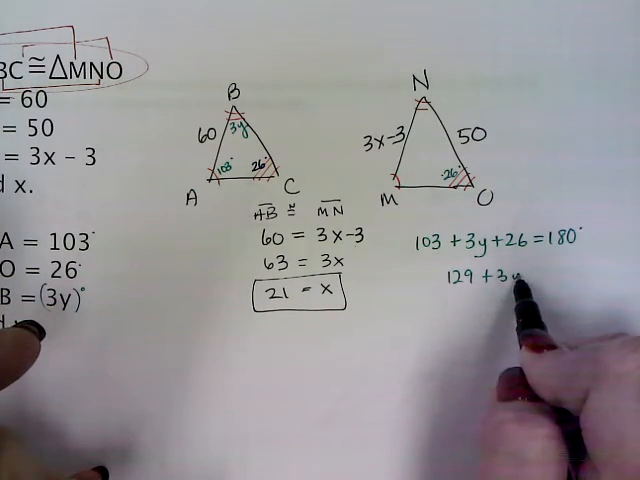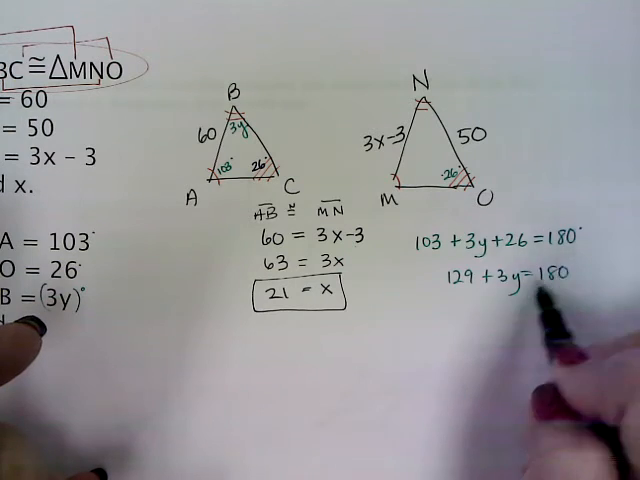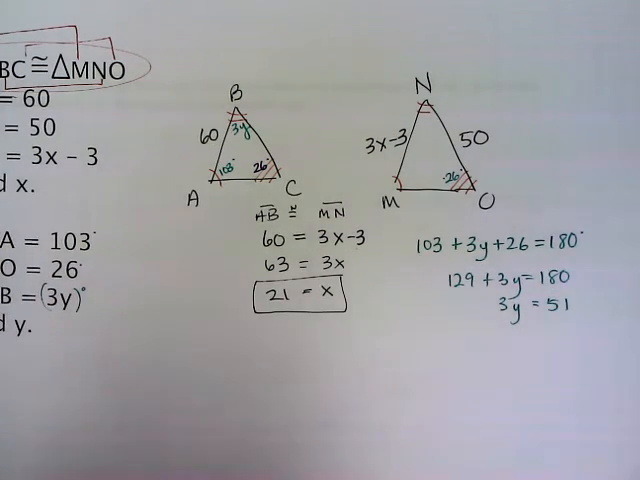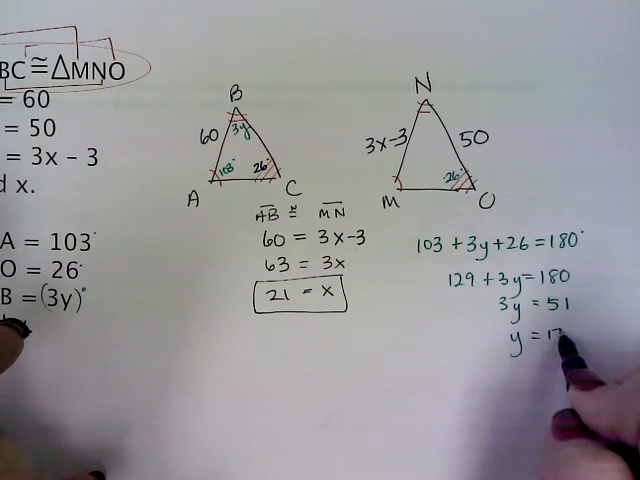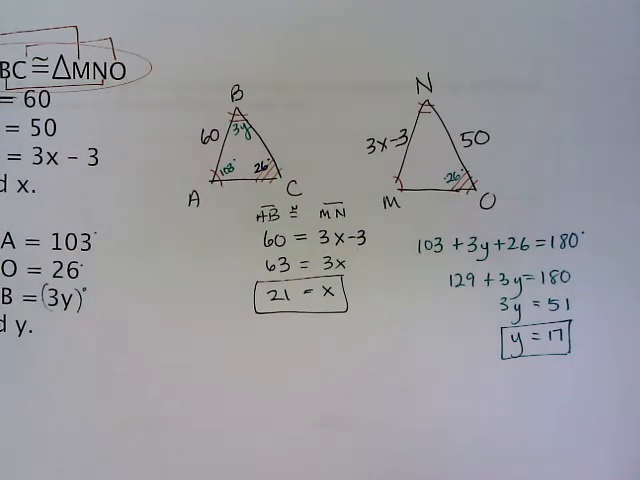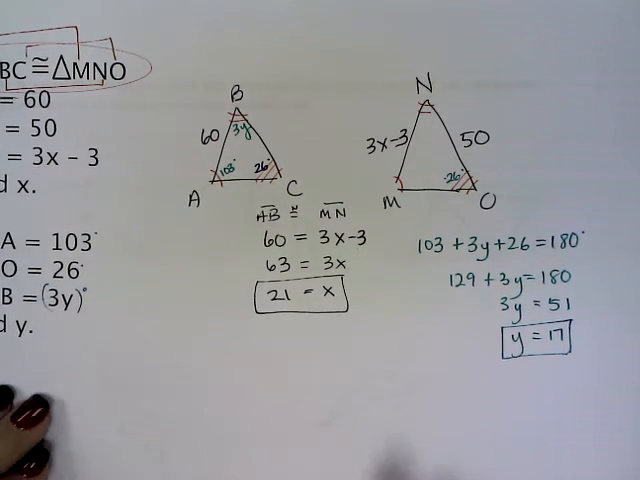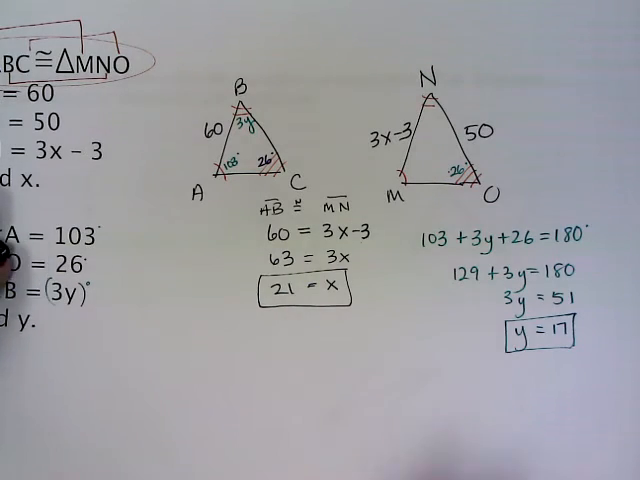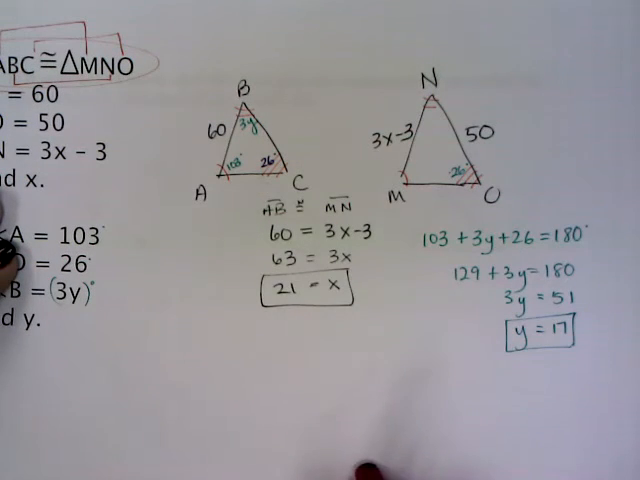So 129, I'm going to subtract 129 from both sides. Divide by 3, and y equals 17. And that's all about our corresponding parts of our congruent figures. They're all congruent.